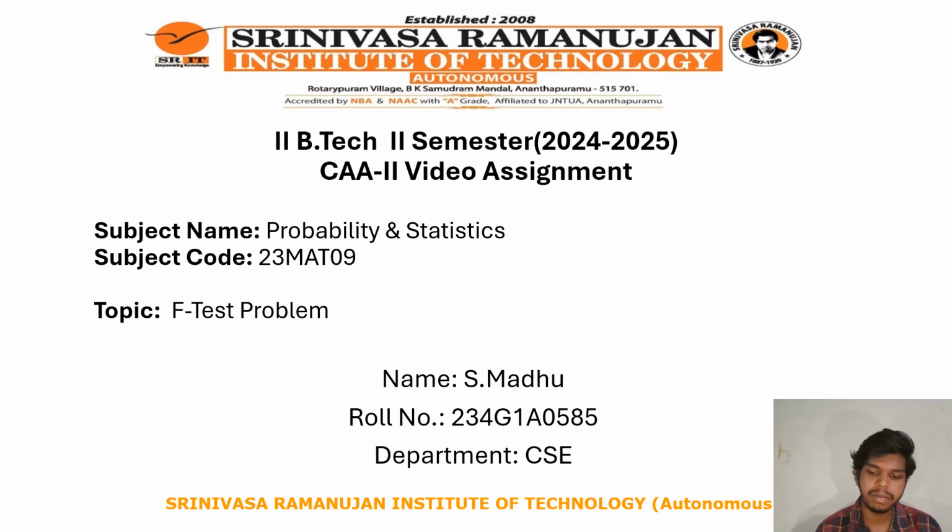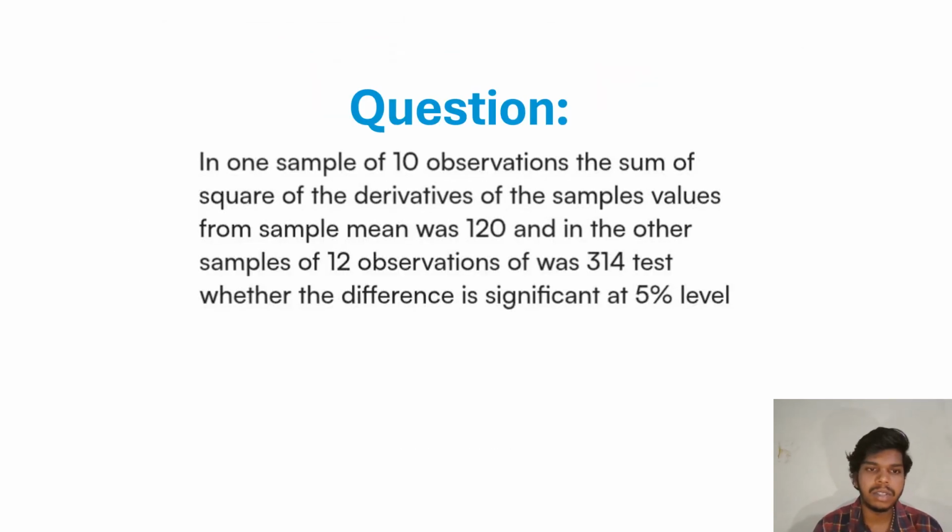F-test problem question. In one sample of 10 observations, the sum of squares of the deviations of the sample values from the sample mean was 120, and in another sample of 12 observations it was 314. Test whether the difference is significant at 5% level.